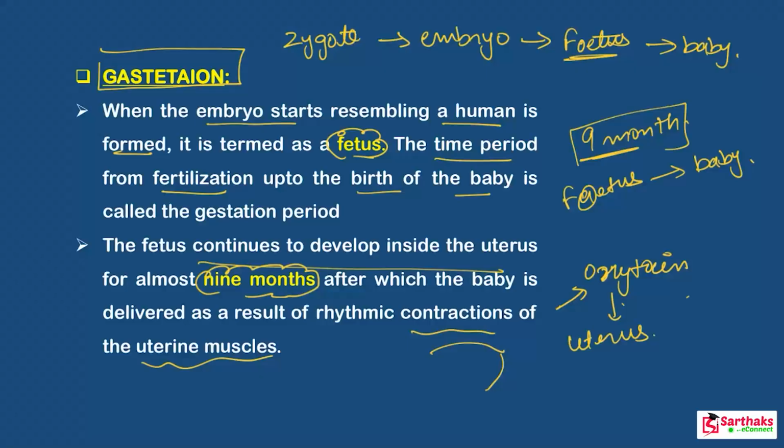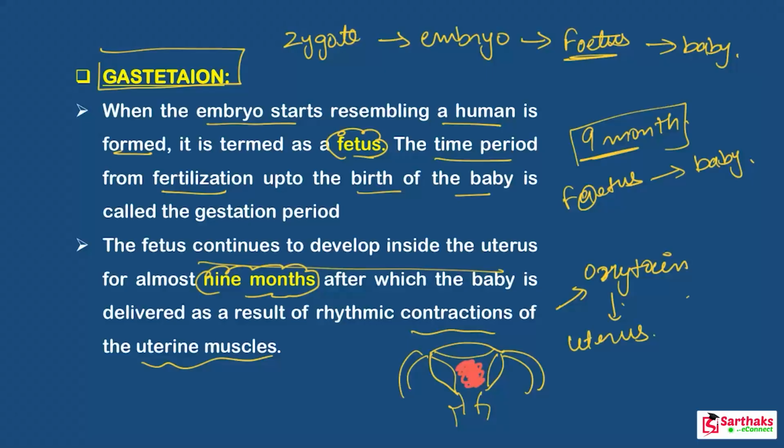Here's the diagram. Yes, this is the uterus. Imagine this is the uterus, and here is the cervical canal, here is the vagina. And here is the fallopian tube. I am drawing a very tiny diagram. Now here the baby is present, the developing baby. Imagine this is a fully developed baby.